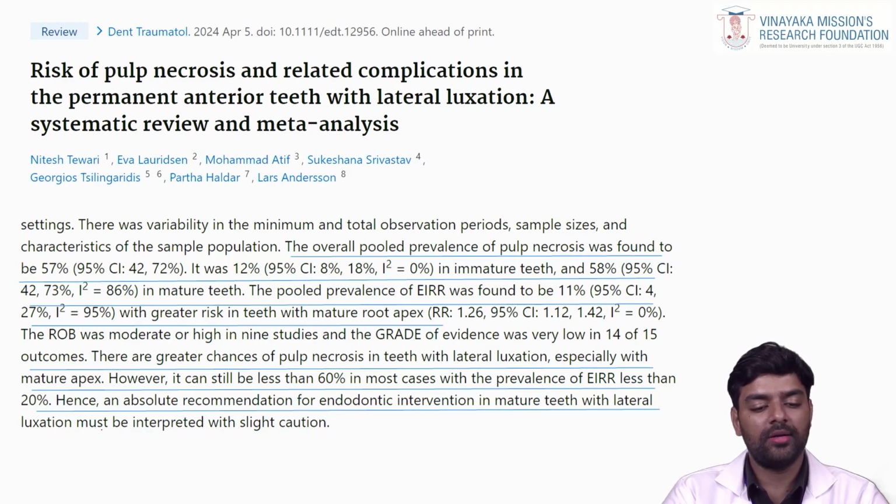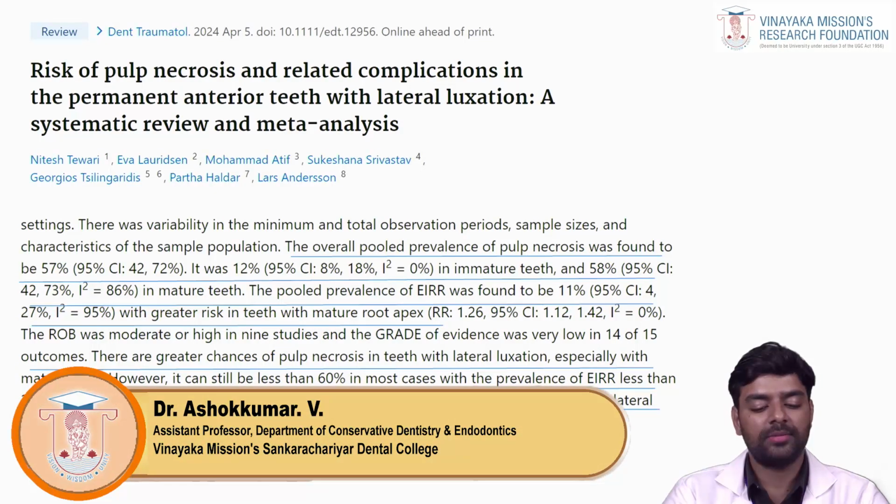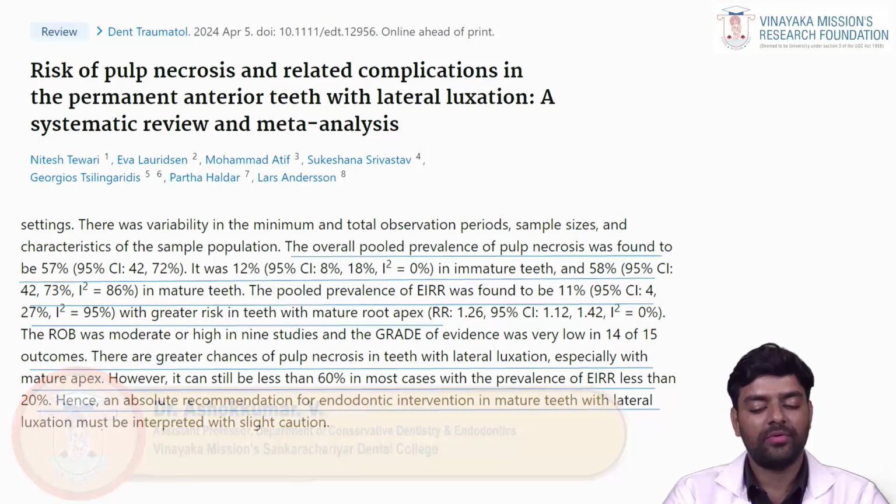Then this is an article from Dental Traumatology 2024. Tiwari et al. concluded that the prevalence of pulp necrosis was found to be 57%, and it was 12% in immature teeth and 58% in mature teeth. There are greater chances of pulp necrosis in teeth with lateral luxation, especially with mature apex. The prevalence of external inflammatory root resorption was less than 60% in most cases, and less than 20% in others. So, endodontic intervention in immature teeth with lateral luxation is not absolutely indicated.